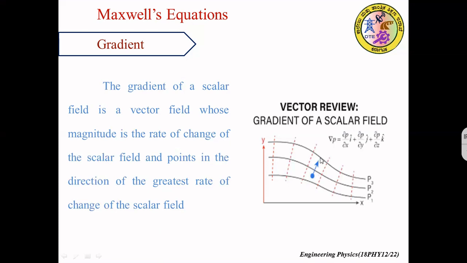What is the use of the del operator here? If you apply the del operator as a gradient operator on the function of variation of temperature, it gives us the rate of change of temperature. The del operator gives us the rate of change of temperature, and also it gives us the direction in which the change is maximum.